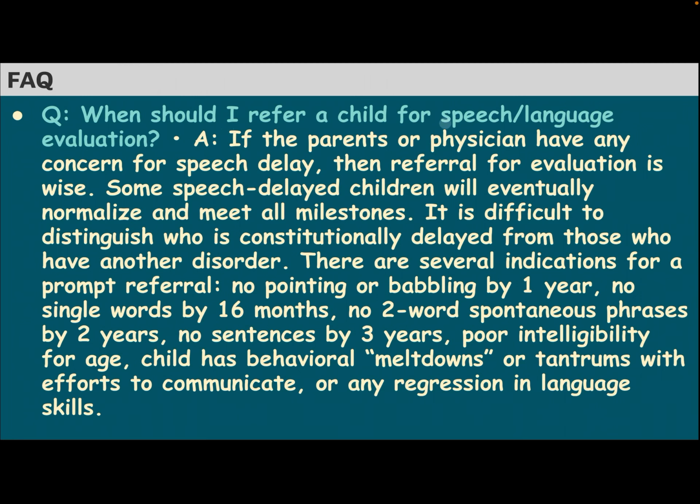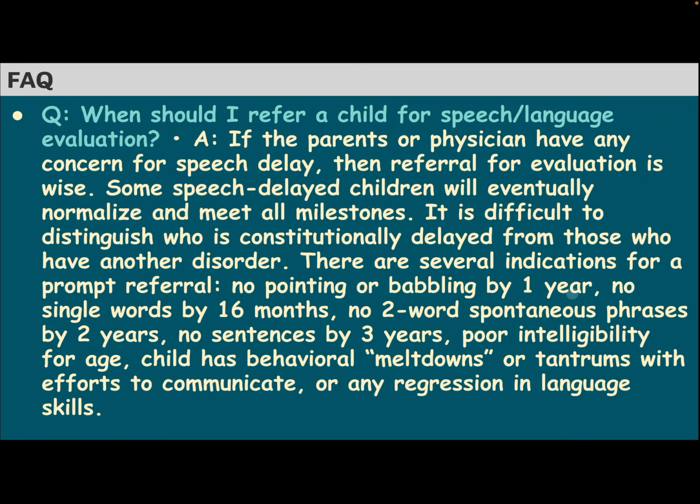Question: when should I refer a child for speech and language evaluation? Answer: if the parent or physician has any concern for speech delay, referral for evaluation is wise. Some children with speech delay will eventually normalize and meet all milestones. It is difficult to distinguish who has constitutional delay from those who have another disorder. There are several indications for prompt referral.